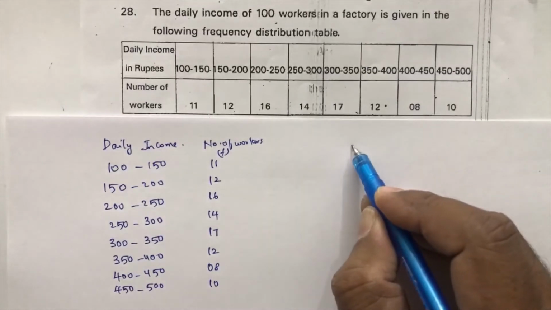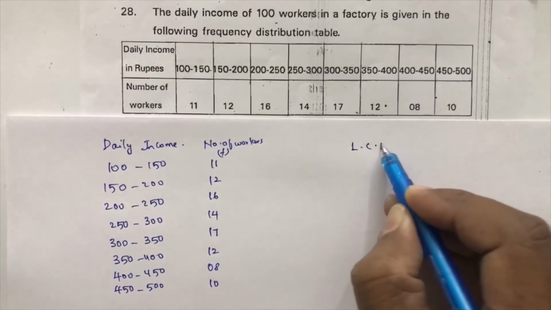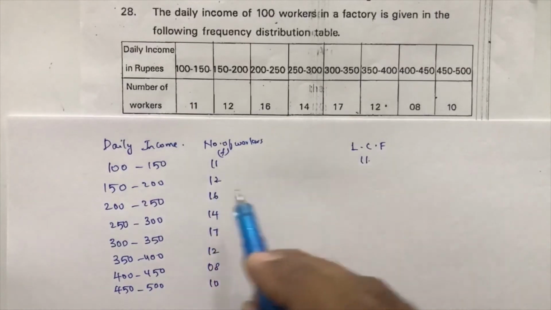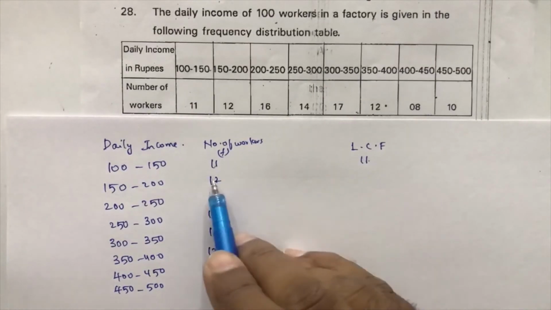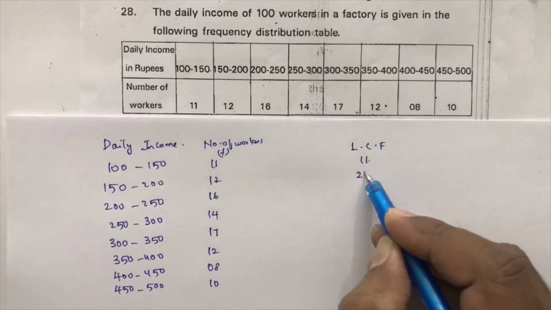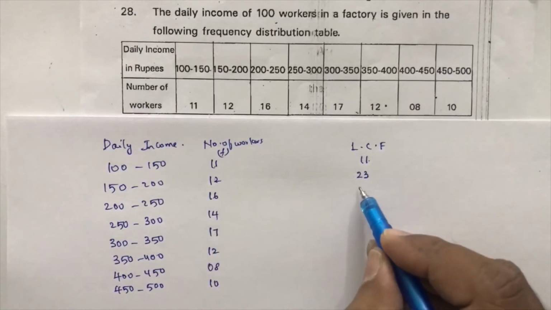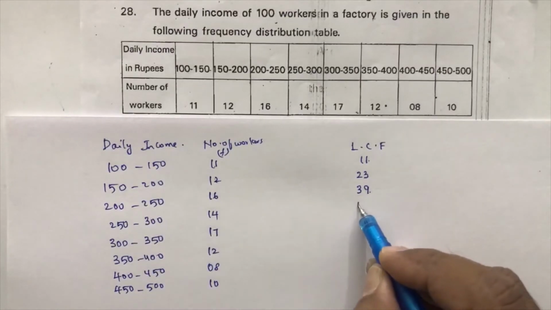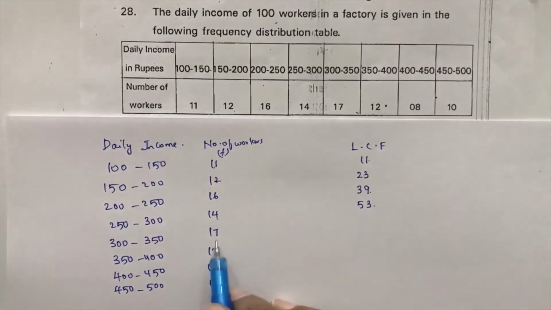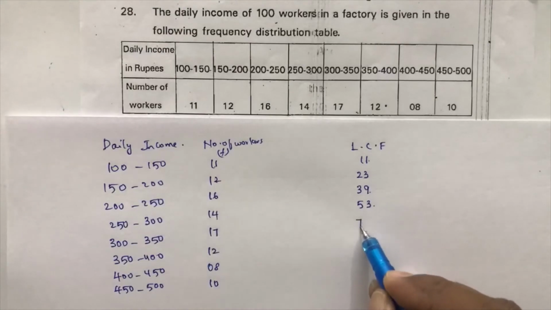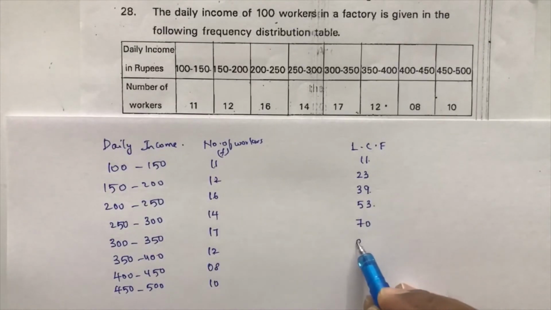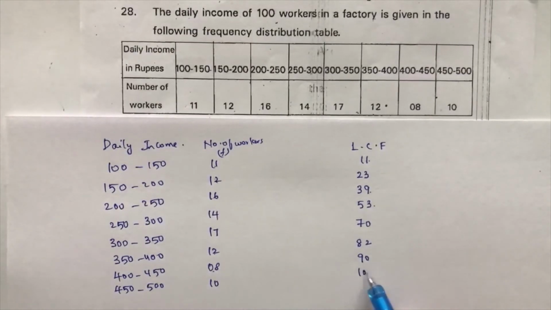For the less than cumulative frequency, first we have 11 as it is, 11 plus 12 is 23, 23 plus 16 is 39, 39 plus 14 is 53, 53 plus 17 is 70, 70 plus 12 is 82, 82 plus 8 is 90, 90 plus 10 is 100.